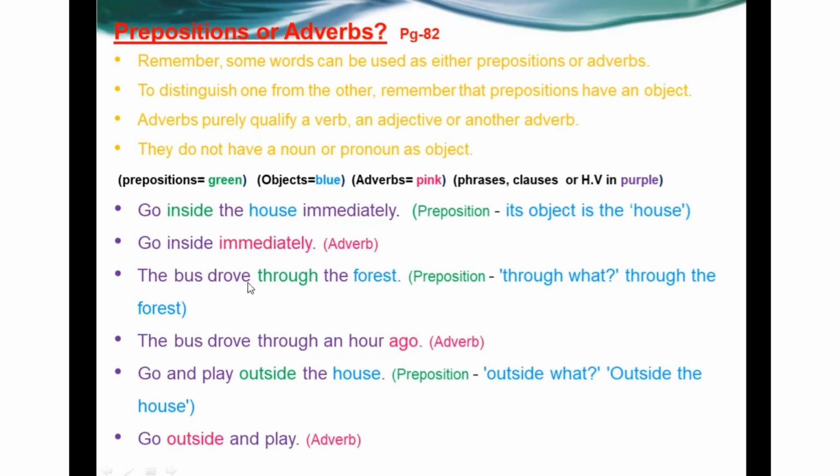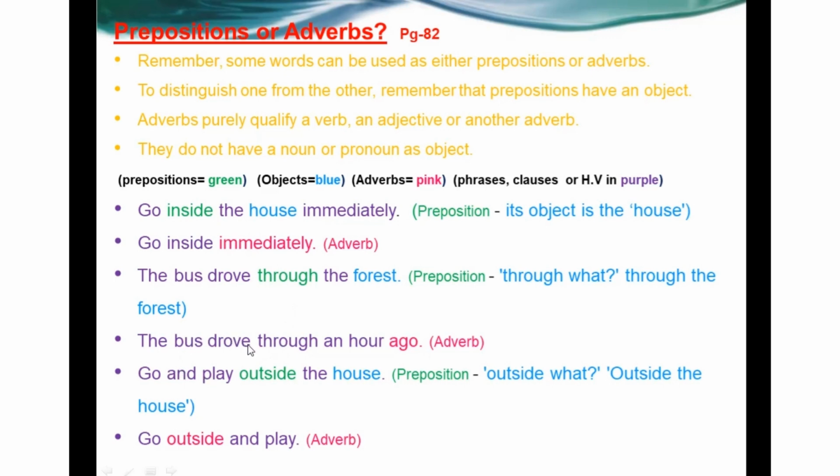The bus drove through the forest. So students, through is the word which gives you from where someone should go, gives you position. Through is the position. Through the forest. Through what? Through the what? You will answer forest. Then forest is our object. Through is our preposition. Students, clear? Now let's see the next example.